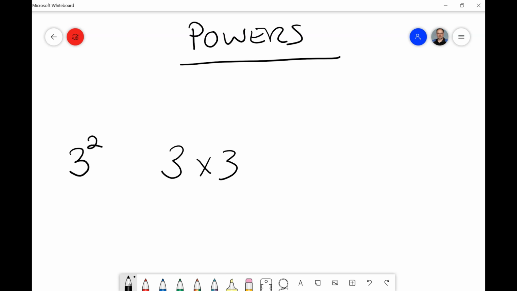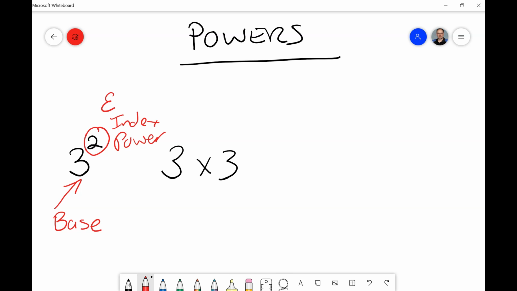Okay, so it's the base number here at the bottom, and the top number tells you how many times it's being multiplied. So this bottom number we actually do call the base value. And the top number we usually refer to as the index or the power. You can also sometimes hear it called the exponent. Okay, so those are three terms that you will possibly hear.